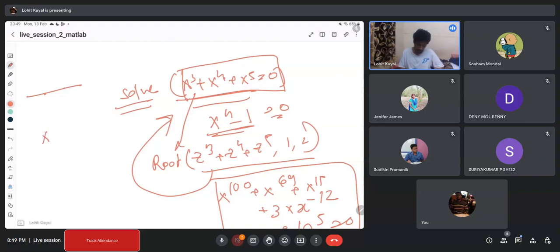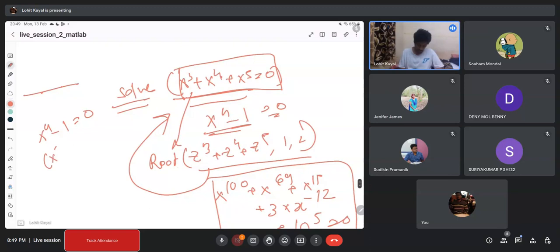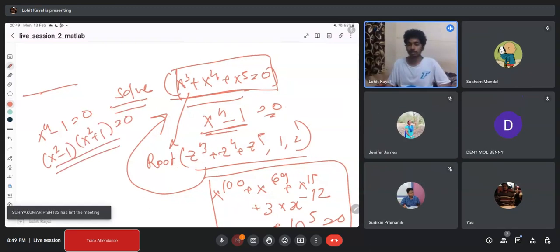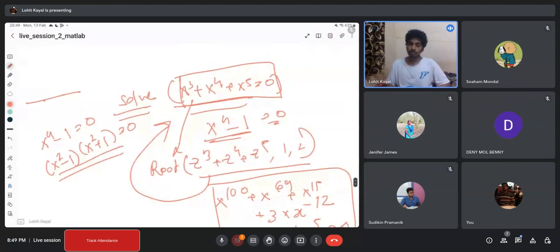But if we can do something very simple like this, x to the power 4 minus 1 is x square minus 1 times x square plus 1, then it is very easy. Analytical solution is very fast. But it is not always possible to find an analytical solution. There may always be a numerical solution to it, right?